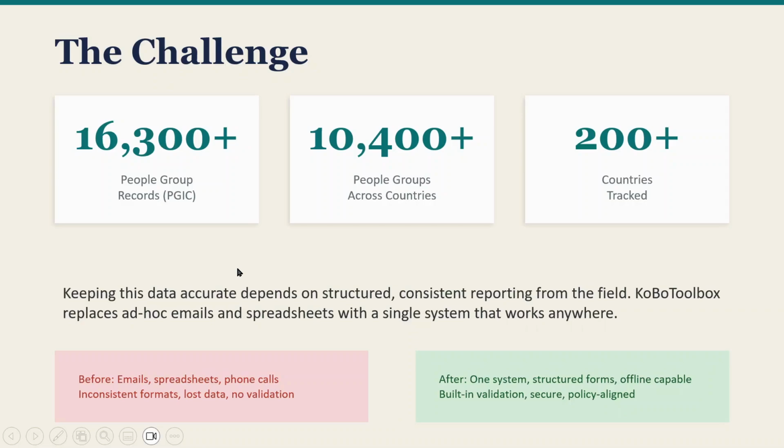So the challenge is we are trying to keep up with a world that is robust and ever changing. Over 16,000 people groups in country, over 10,000 across country, and being tracked across 200-plus countries. Historically, Joshua Project has been curators of data, but we've received that through emails and spreadsheets and phone calls and inconsistent formats, and we've lost data, and there's not been historical views and lack of validation.